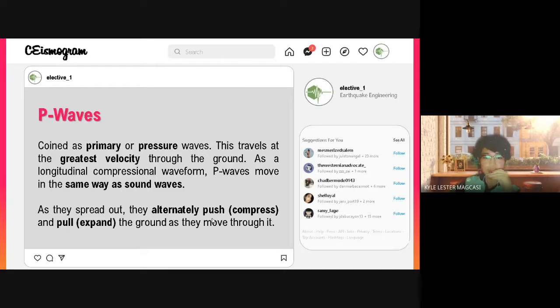Ang P-wave ay kaya mag-travel sa mga solid and liquid object such as rock and ocean. Ang wave na ito ay nagtatravel sa velocity na nagre-range sa 1600 to 1800 meters per second, depending sa material na ginagalawan nila. Dahil sa bilis ng paggalaw nito, ay sila ang unang wave na nagre-register sa mga seismogram graph during an earthquake.